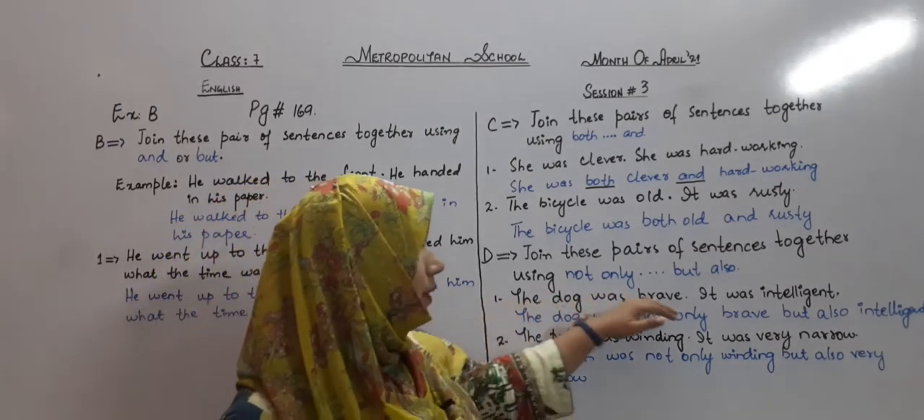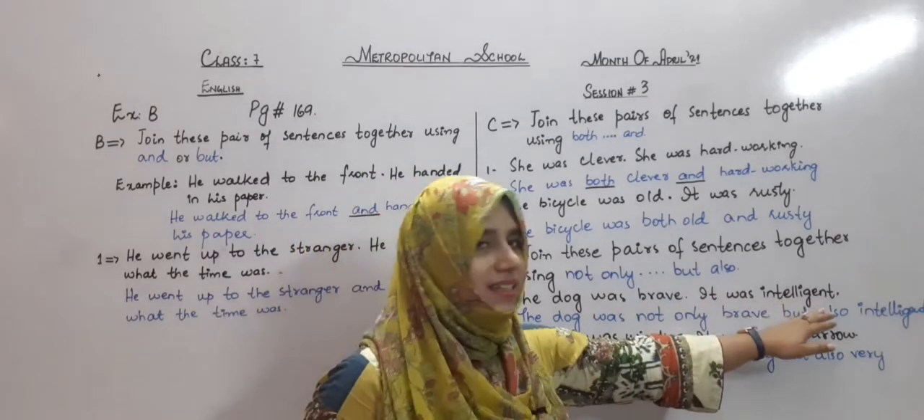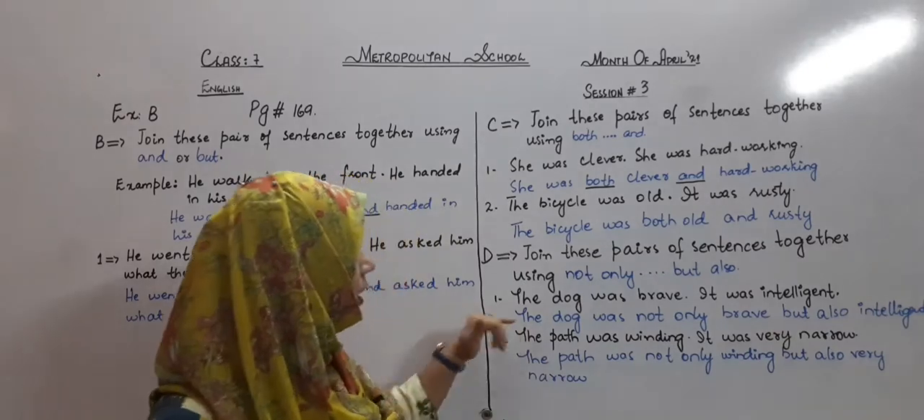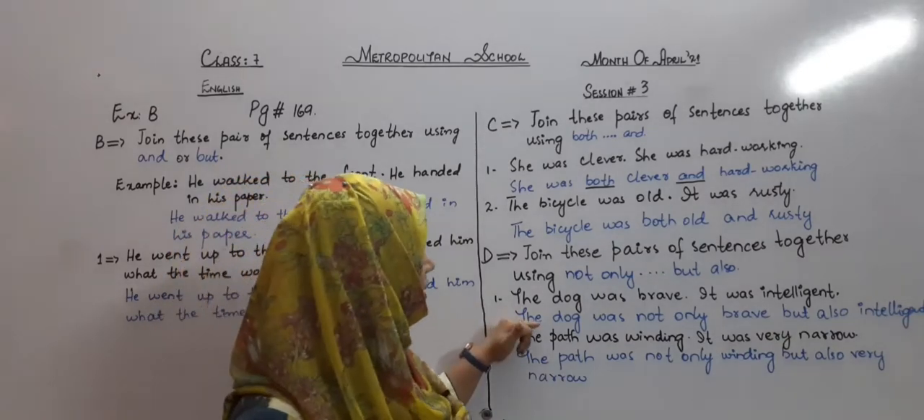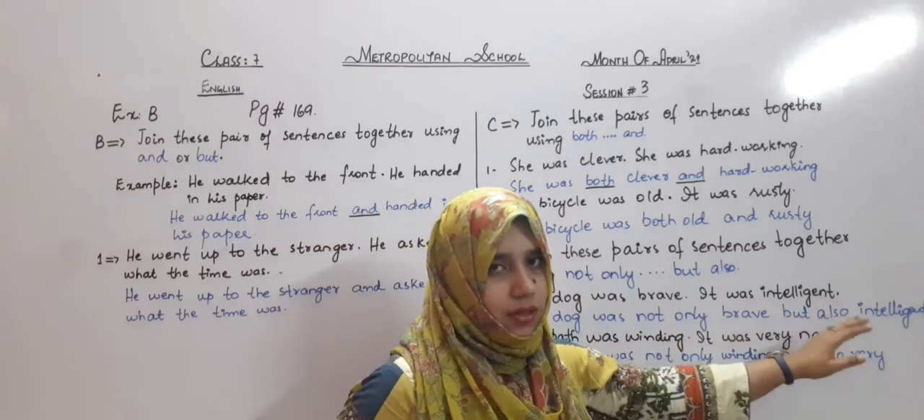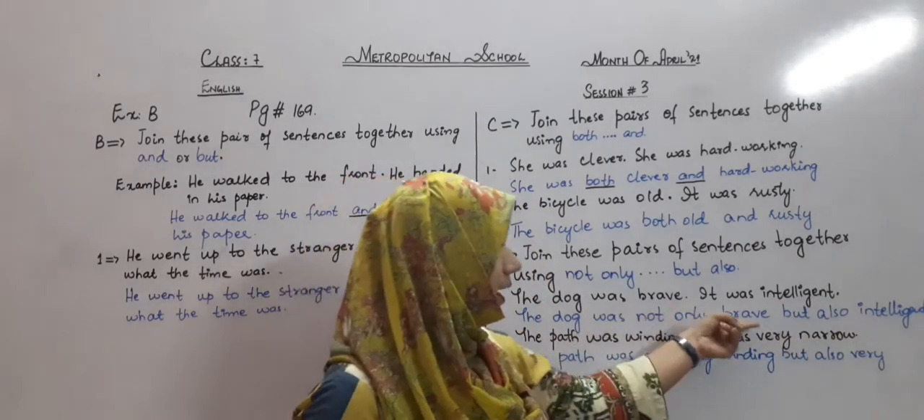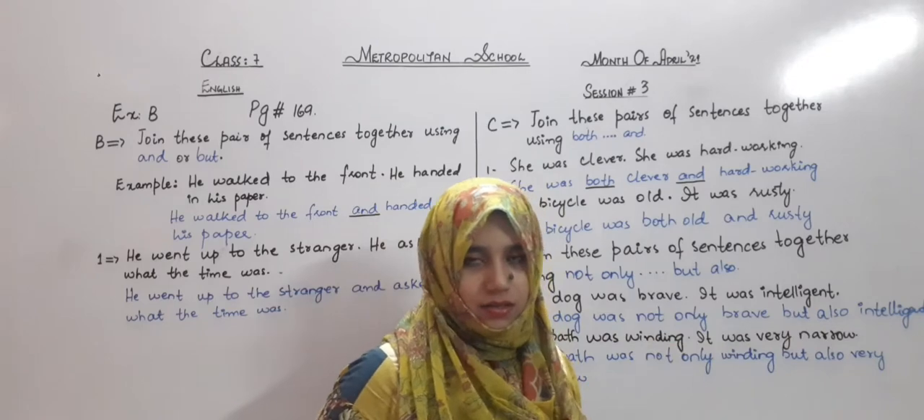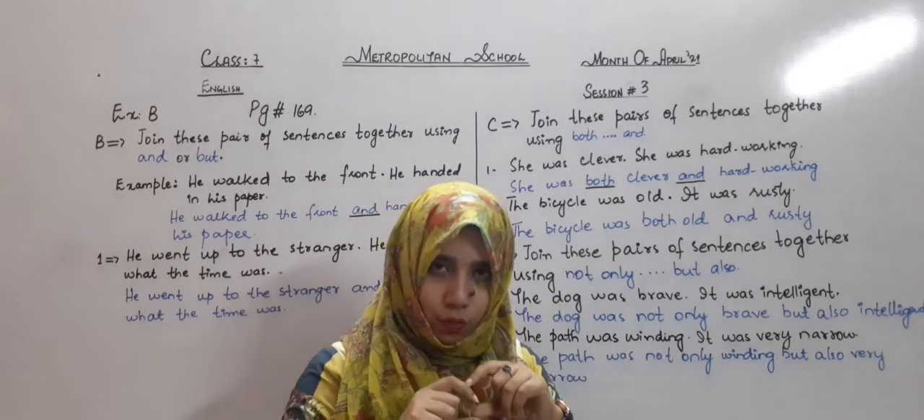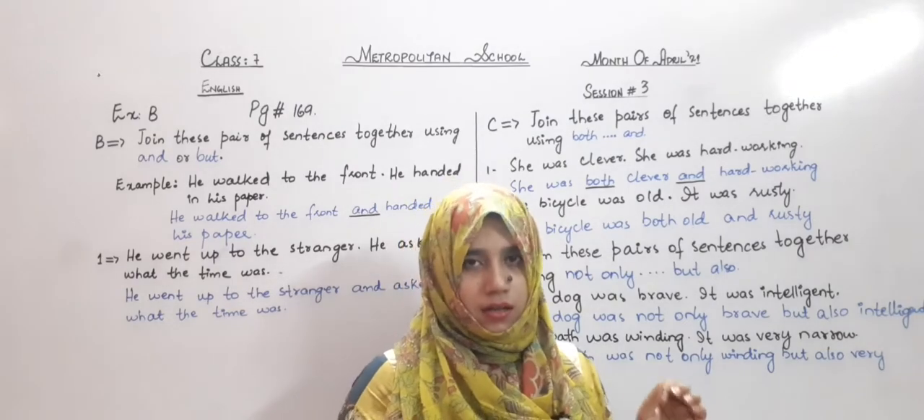The dog was brave, full stop, it was intelligent. There are two sentences written over there, and you can write it another way. The dog was not only brave but also intelligent, right? Not only brave but also intelligent. We are making the two sentences into one sentence by using the conjunction.